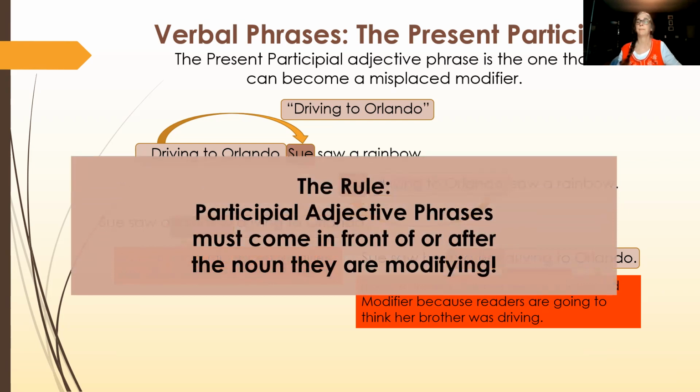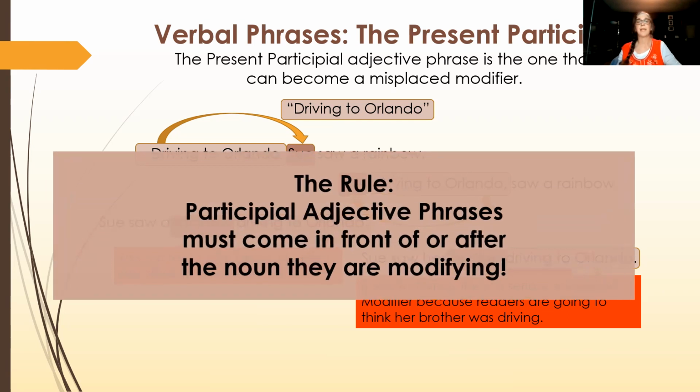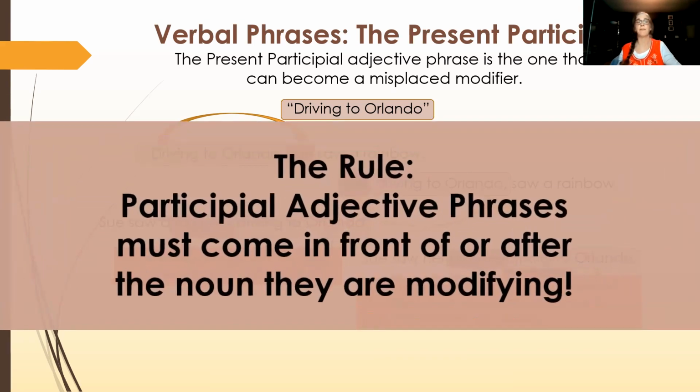So what's the rule? Present participle adjective phrases. And I didn't even put present because we're going to see the exact same rule for our past participle phrases. Here's the rule. They must come in front of or after the noun they are modifying. That is the only place you can ever put them, is right in front of or right after the noun they're modifying. Questions so far?